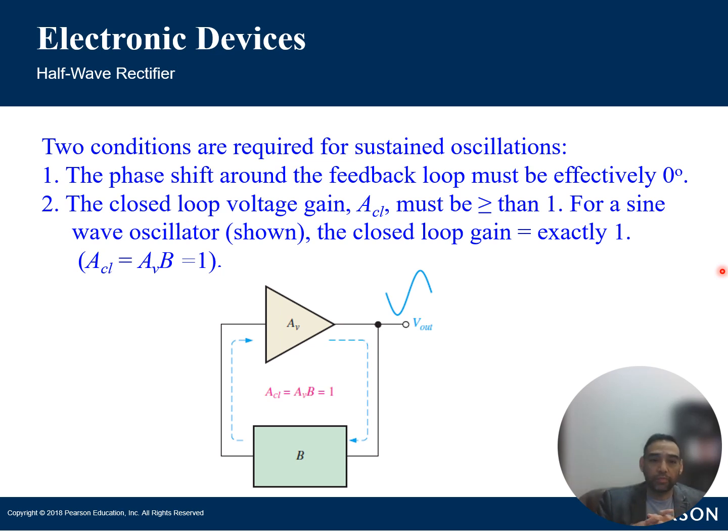All right. Here we see two conditions required for sustained oscillation. The phase shift around the feedback loop must be effectively 0 degrees. And the closed loop voltage gain, designated by the symbol A sub CL, meaning closed loop, has to be greater than 1. For a sine wave oscillator, the closed loop gain is equal to exactly 1. So the closed loop gain is equal to the amplifier gain times beta, which is equal to 1.